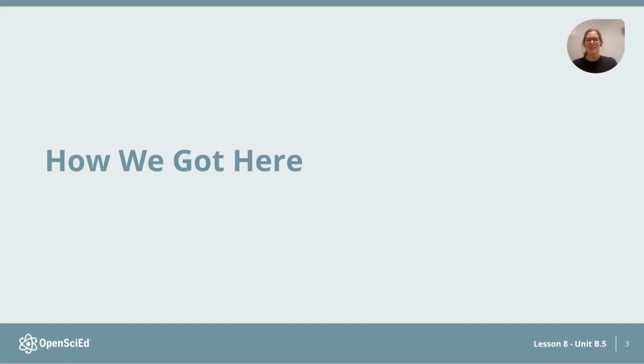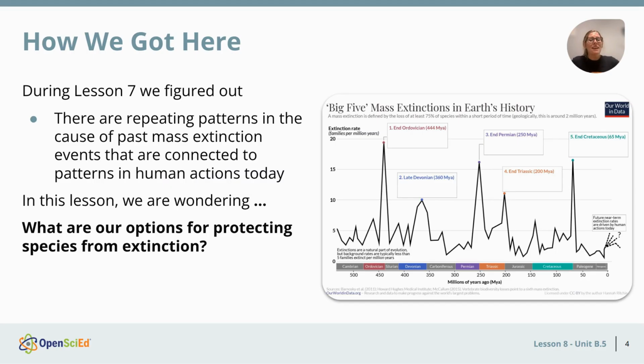During lesson 7, we figured out that there are repeating patterns in the cause of past mass extinction events that are connected to patterns in human actions today. In this lesson, we're wondering, what are our options for protecting species from extinction?